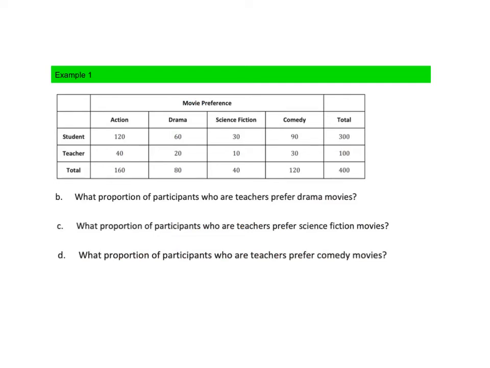All right, continuing, we're going to do a few more of these kinds of questions. B, what proportion of participants who are teachers preferred drama movies? Okay. C, what proportion of participants who are teachers preferred science fiction? And D, what proportion of participants who are teachers preferred comedy? I want you to go ahead and create those proportions for me. They're just fractions. Later, when it asks us to find relative frequencies, that's when we turn them into decimals and percentages. So take about 30 seconds for B right now to write this proportion.